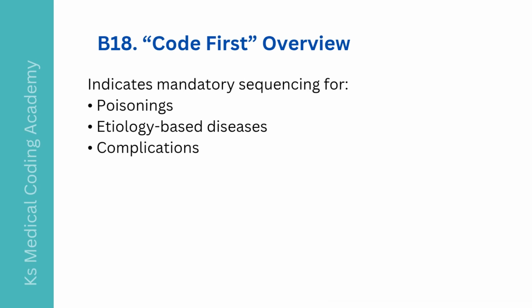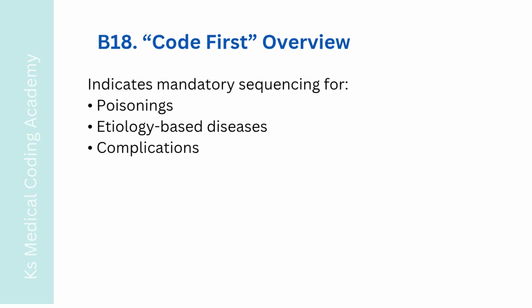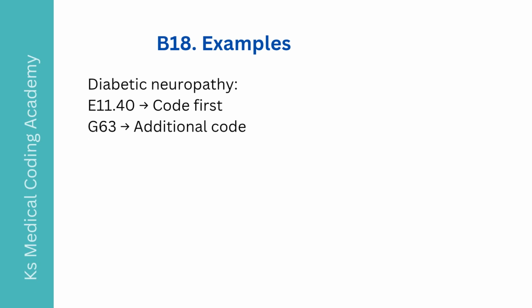Code first, overview. A code first note instructs coders to sequence the underlying disease before the manifestation. This rule appears often in diabetes, hypertension, CKD, and many complication codes. Examples. For diabetic neuropathy, we sequence E11.40 first, followed by G63 as the manifestation. This follows the etiology first requirement.